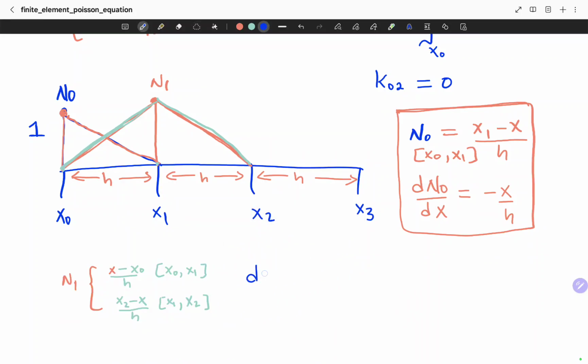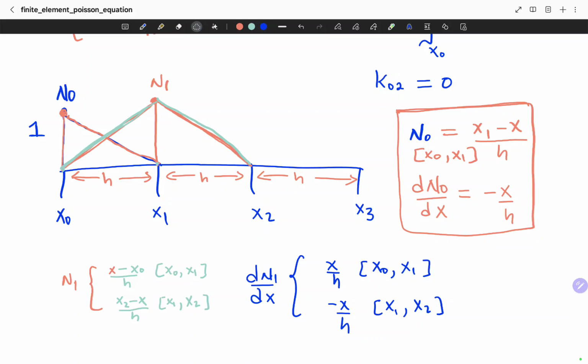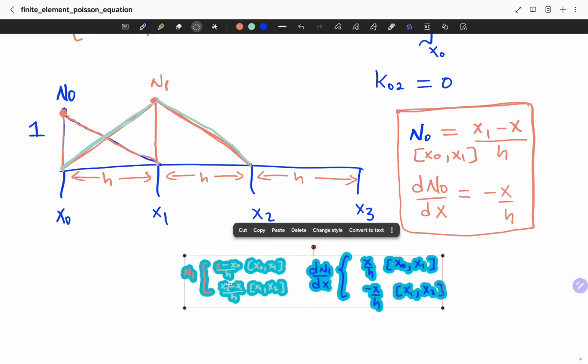So the derivative of n1 by dx, you are going to have two derivatives. It's this guy, it's x over h from x0 to x1, and it's minus x over h from x1 to x2. And how about x2? Let's do x2 so you can get familiar with the process.